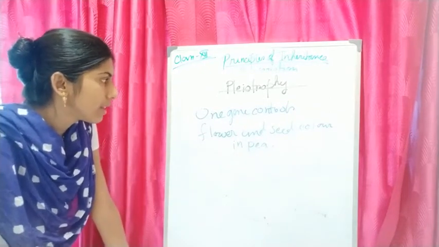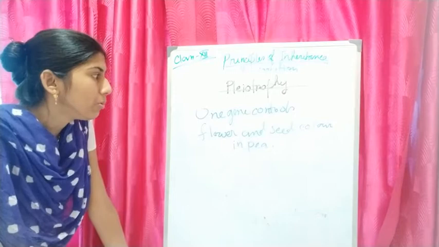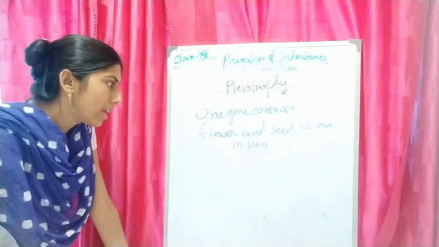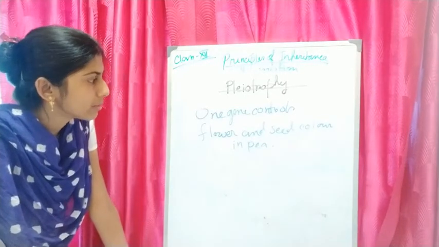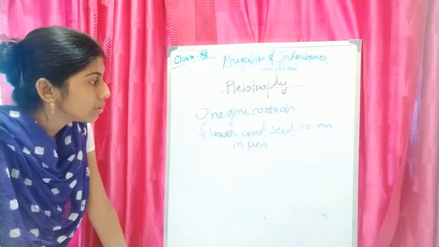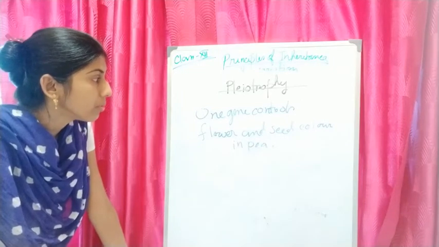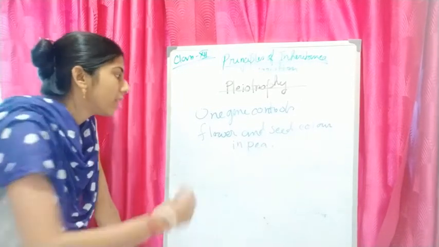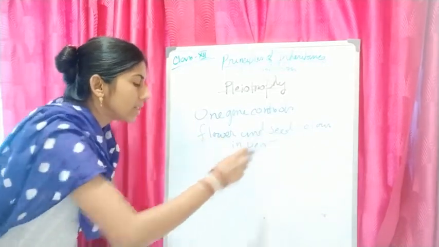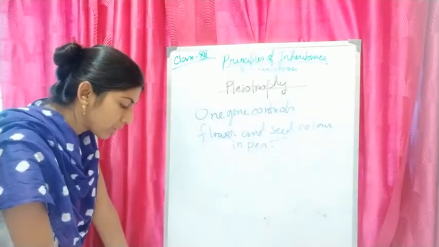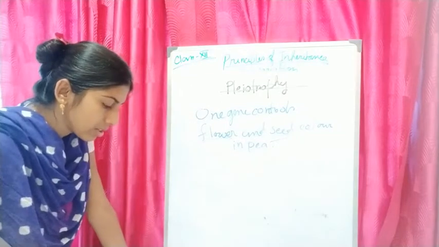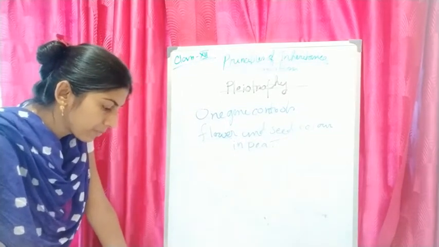And what is the example? In pea, one gene controls the color of the flower and the color of the seed. So there is one gene and it is expressing more than one phenotypic effect, because the flower color and seed color are different, so it is considered as pleiotropy. Okay.